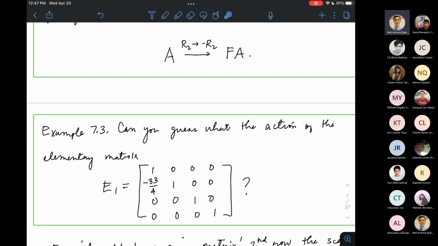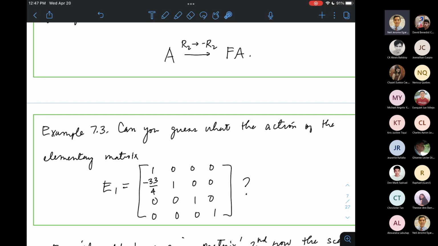Okay? Kasi ang usapan, elementary matrix siya kapag isang elementary row operation lamang yung ginawa mo sa identity matrix para makuha yung matrix E1. Okay? So yun pala, siguro kailangan kong dagdagan yung definition ko ng elementary matrix. Dapat isang elementary row operation lamang yung ipe-perform mo sa identity matrix para makuha yung elementary matrices.